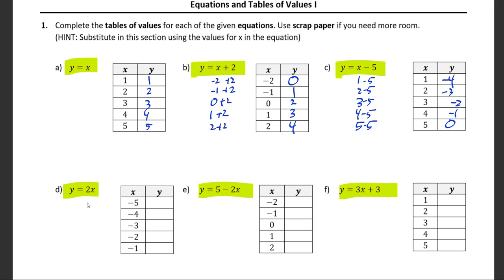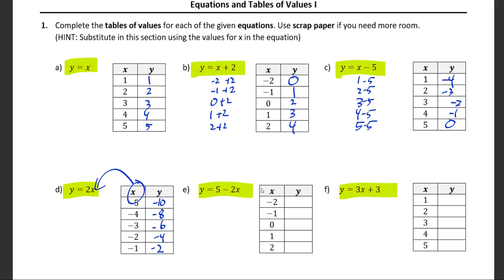Or if y equals 2x, that's 2 times negative 5, or 2 times negative 4. So 2 times negative 5 is negative 10, 2 times negative 4 is negative 8, 2 times negative 3 is negative 6, 2 times negative 2 is negative 4, 2 times negative 1 is negative 2. Just substituting this value into there.